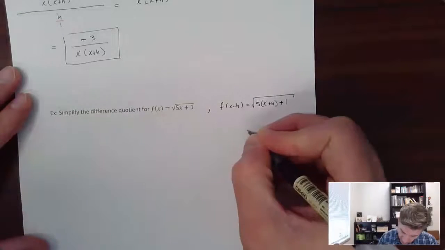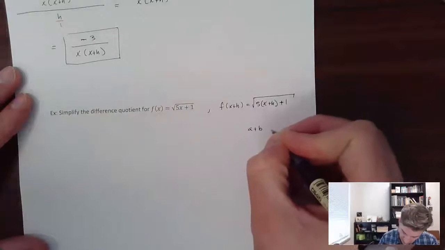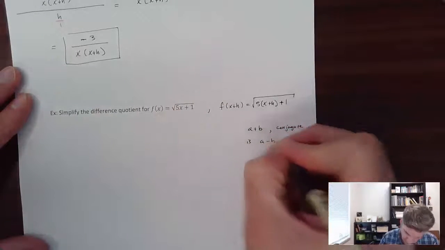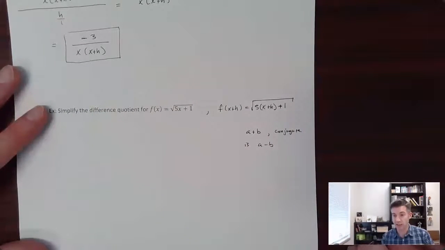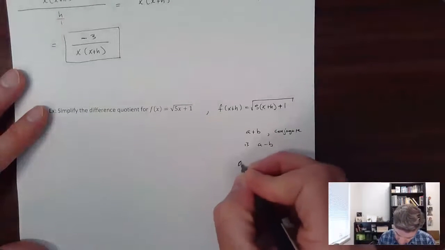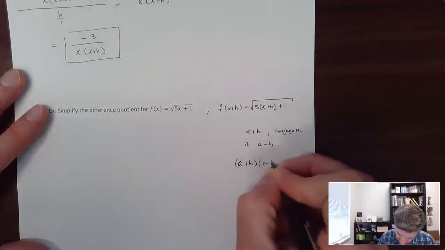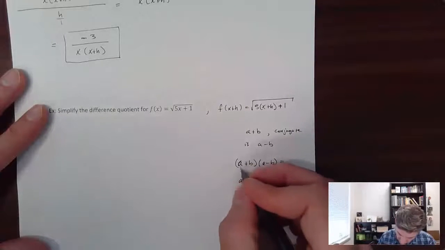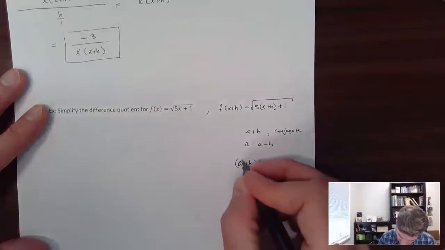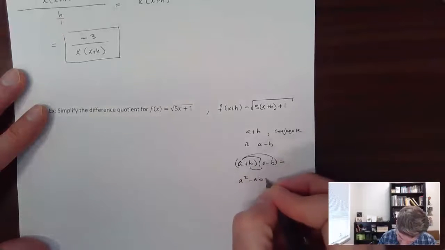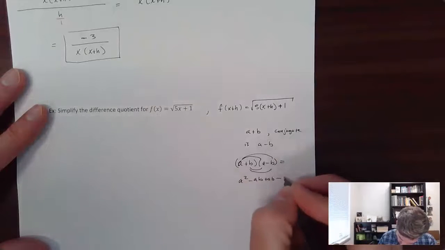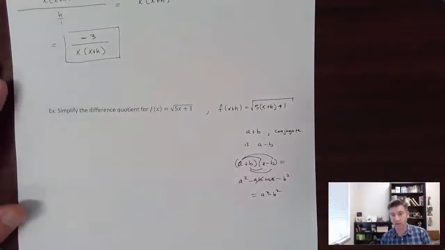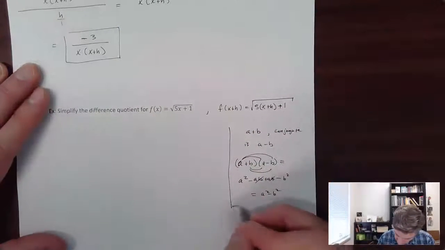So for some expression like a plus b, the conjugate is a minus b. It's always the same terms, just with a different sign connecting them. And when you multiply something by its conjugate, a plus b times a minus b, the middle terms cancel out. It's a squared minus a times b, and then plus a times b minus b squared. And those cancel. And so you end up getting a squared minus b squared. So whenever you multiply something by its conjugate, you end up getting just the first thing squared minus the second thing squared.